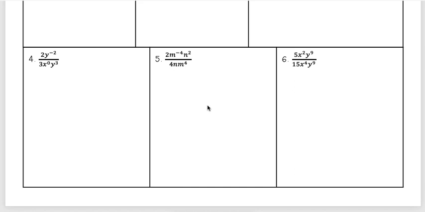For this last video, we're just going to look at some a little bit more complicated problems where we have more variables and numbers out in front. So for this first one, I have 2y to the negative second over 3x to the 0 y cubed. First off, I see there is an x to the 0 power. I know anything to the 0 power is just 1, so I'm going to go ahead and straight off cross that out. Because I already know it equals 1, I don't need to worry about it.